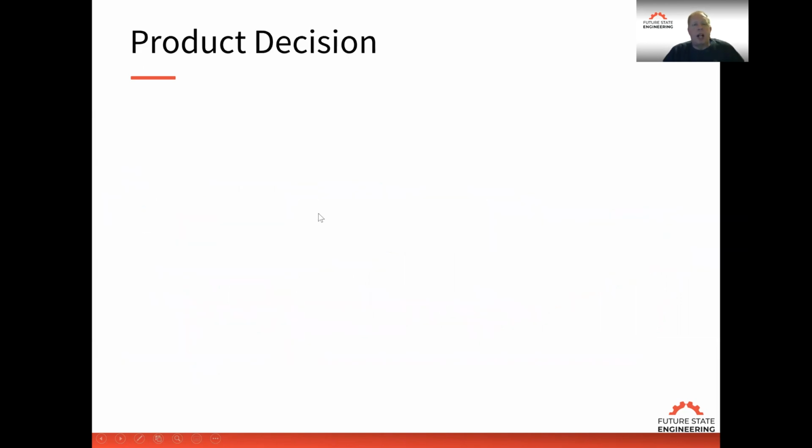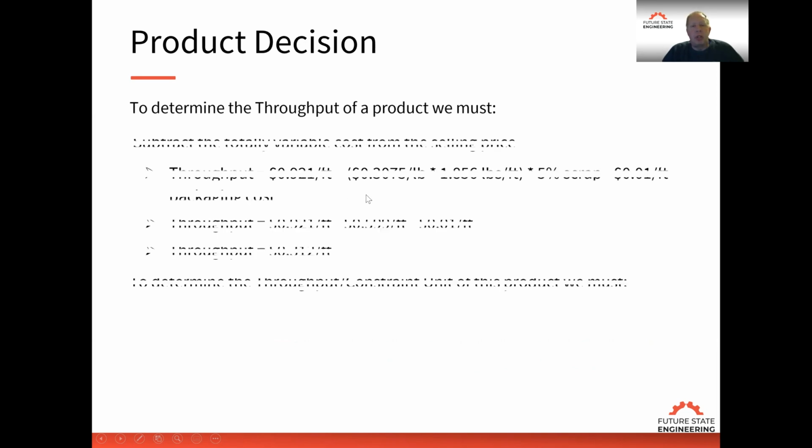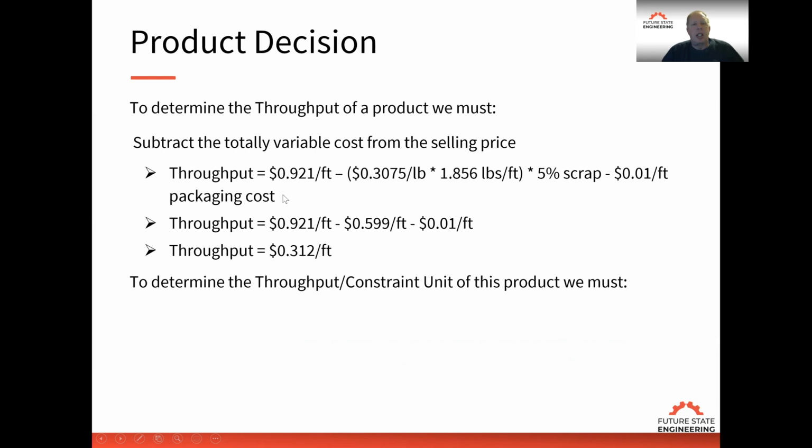So when we make product decisions, what we want to do is determine the throughput of the product we must produce. And we do that by taking the totally variable cost away from the selling price. So if we know what the selling price is, we know what the totally variable cost is, then we can determine the value added or throughput.